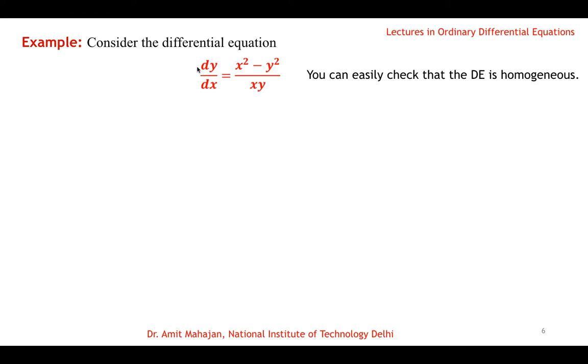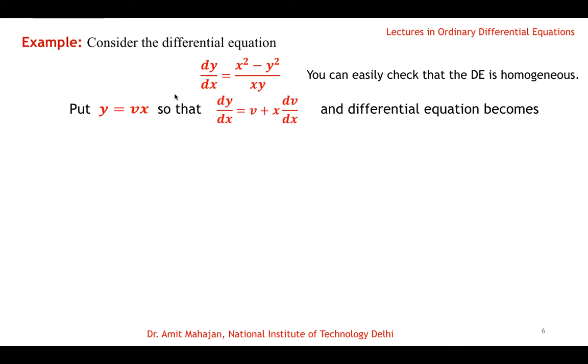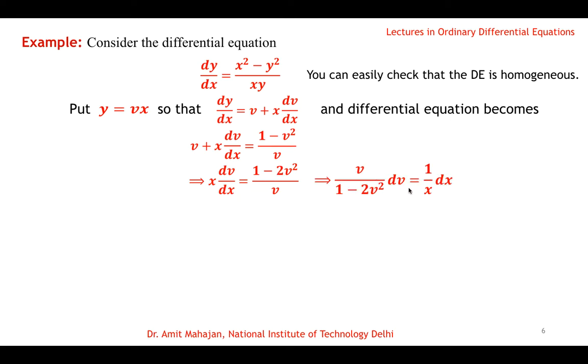To solve this, we will substitute y is equal to vx, so that dy by dx is, by the product rule, v plus x dv by dx. So substitute this on the left side, put this on the right hand side, and then take this v to the other side. Now you can see that we can separate the variable. This whole term in v goes this side, dx by x goes this side. So variables are separated. Once it is done, the solution is that you integrate both sides and add a constant of integration.